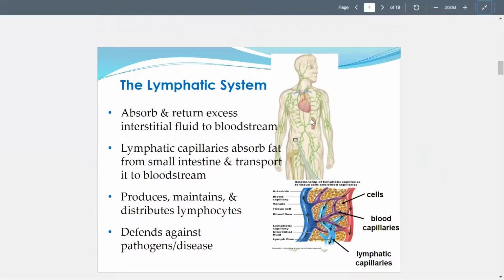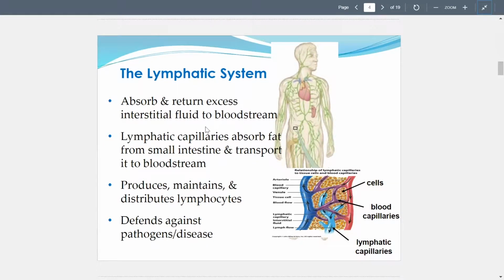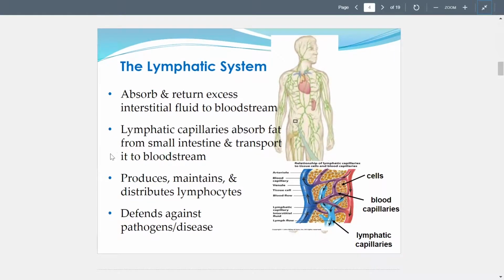The function of the lymphatic system is to help you absorb and return excess interstitial fluid to the bloodstream, absorb fat from the small intestines and transport it into the bloodstream, produce, maintain, and distribute lymphocytes, and defend against pathogens and disease. So basically, it's helping to fight off all the foreign invaders that are trying to enter your body.